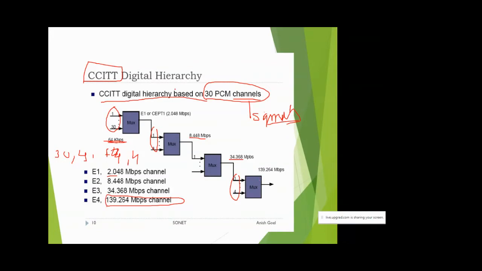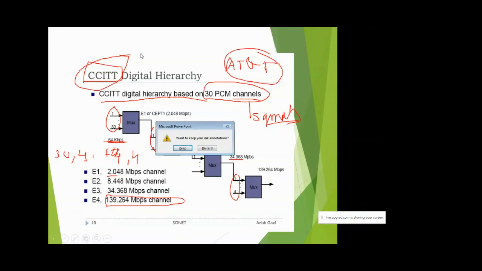So the exam may ask for either AT&T or CCITT; either one can come to explain with a block diagram. These are the standard digital multiplexing hierarchies that we follow when we are transmitting digital signals over a common channel by using time division multiplexing. I hope it is clear.